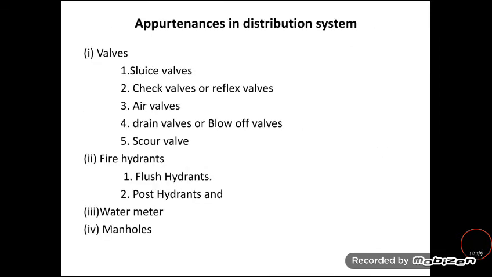Next one is apparatus used in the distribution system. There are various types of apparatus like valves, hydrants, meters and pumps. These are used for various purposes for the proper functioning of the distribution system. The valves are used for controlling the flow, and the hydrants are used for releasing the water during fire breakdowns. The meters are used for measuring the discharge. A water meter is used to measure the discharge, and manholes are used for inspection purposes.